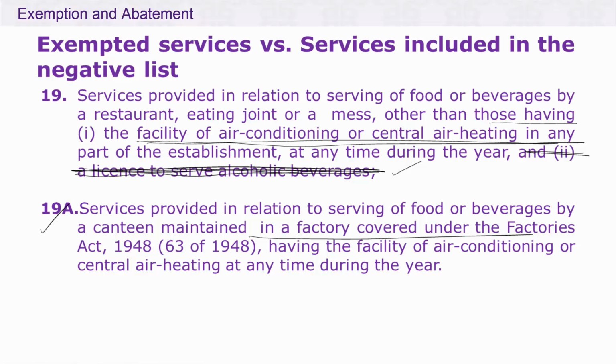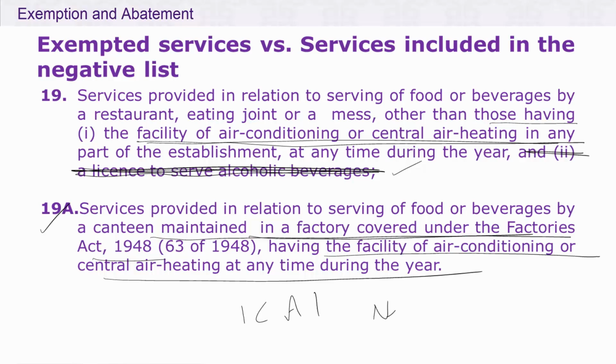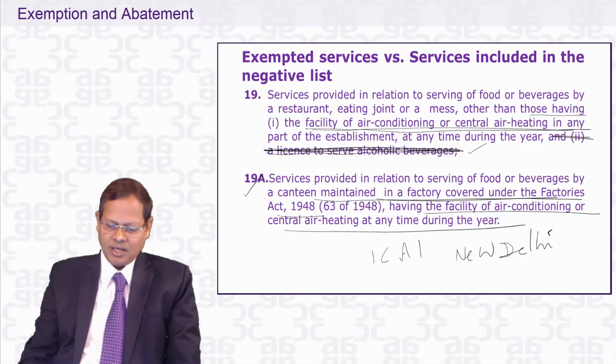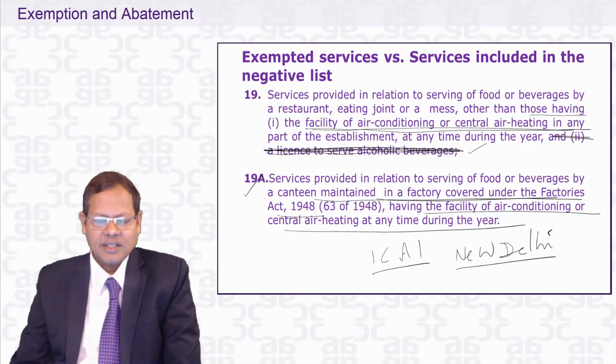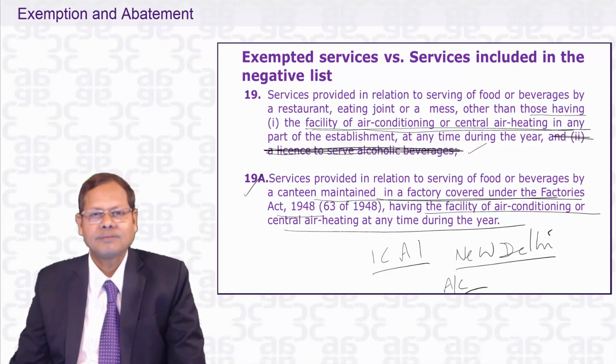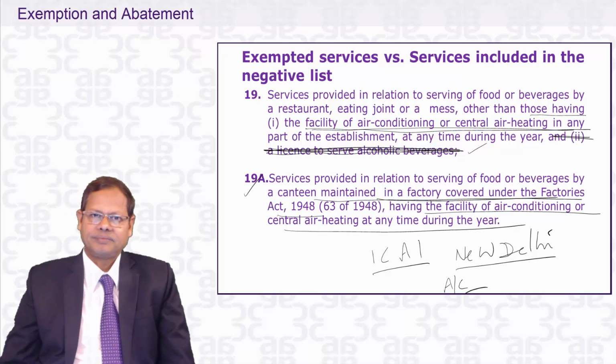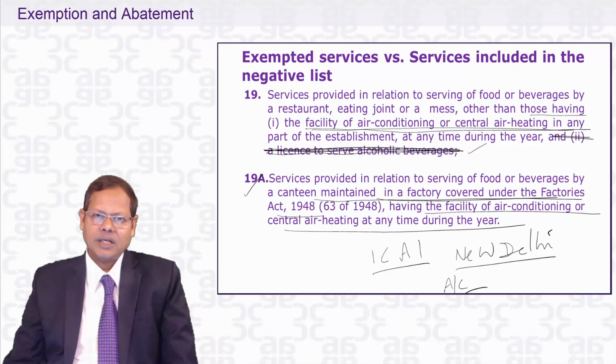So if such a facility is provided in factories, beverages by a canteen maintained in a factory covered under the Factories Act, having the facility of air conditioning or central heating at any time during the year. Now the question is, ICAI New Delhi has a canteen facility. Obviously, you must be knowing it. In regional offices also, branches also, the facility might be there. The ICAI has a canteen facility, and in that canteen they have air conditioning facility. In Delhi, the temperature is very high in the months of April, May, June, July, August. 5 months. Okay.